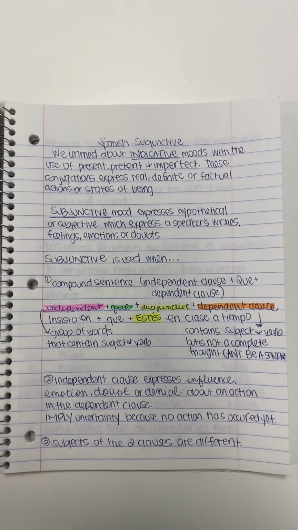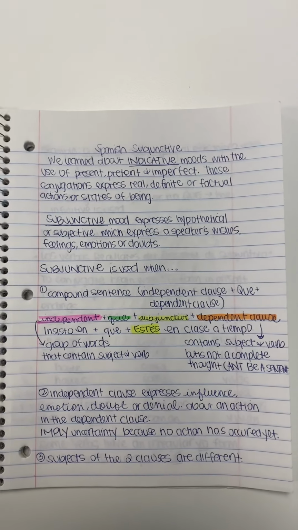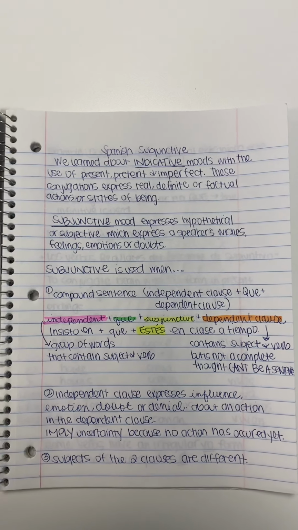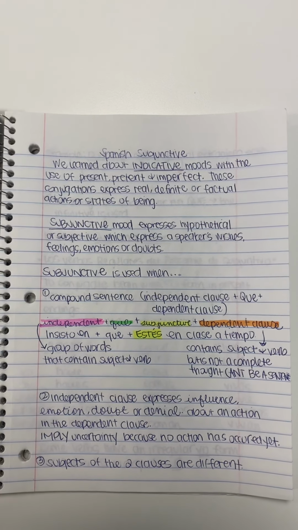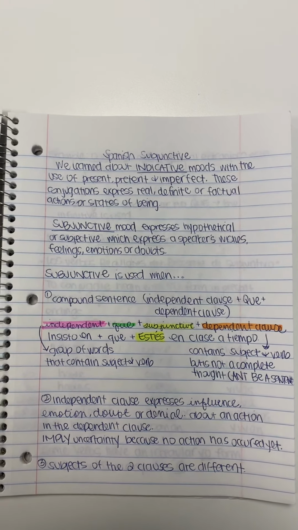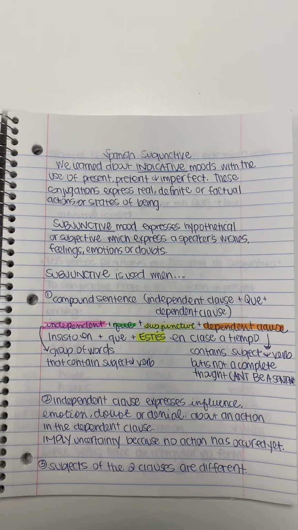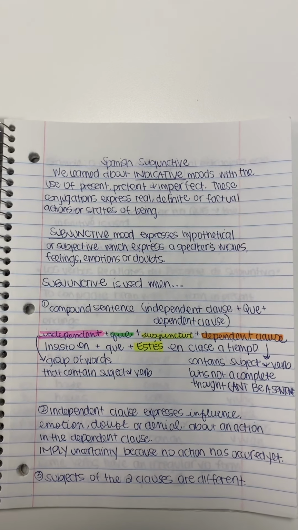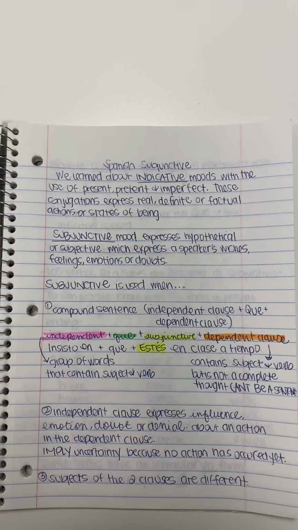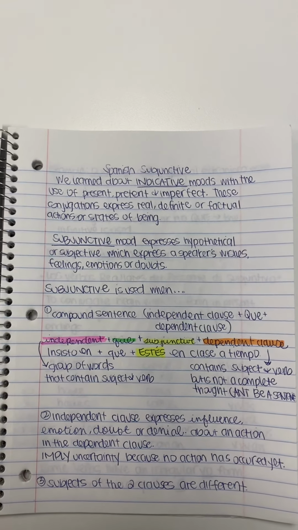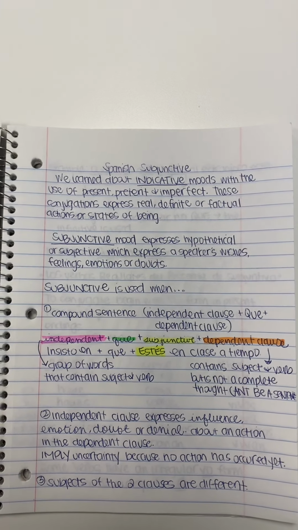Hola clase. So today we're learning about Spanish subjunctive. So we've already learned about indicative conjugations of verbs. So we use them to speak of the present, preterite, and imperfect. And they help to express real, definite, or factual actions or states of being.